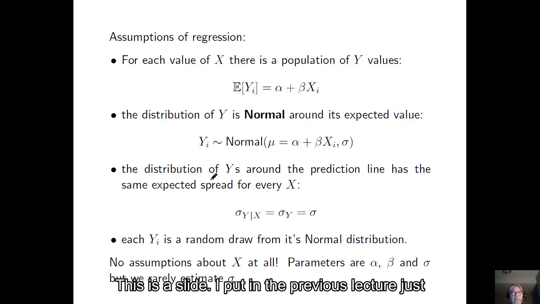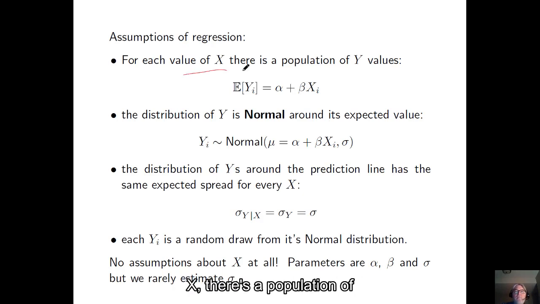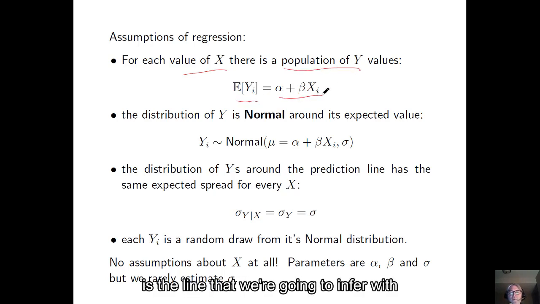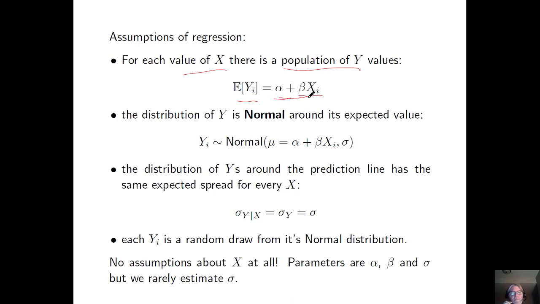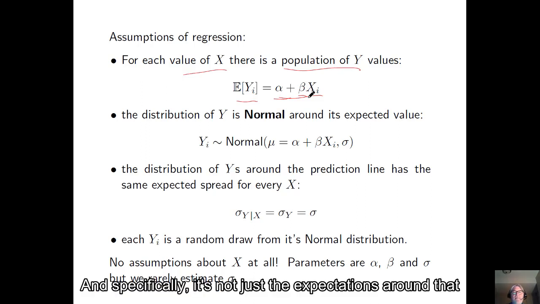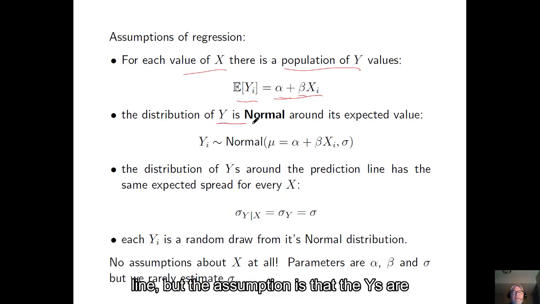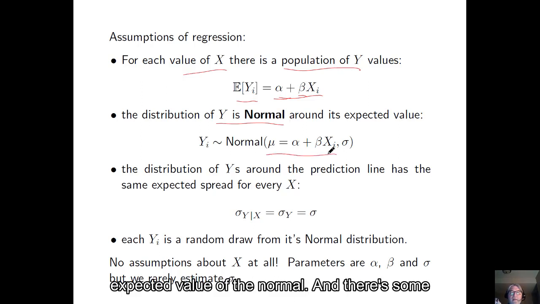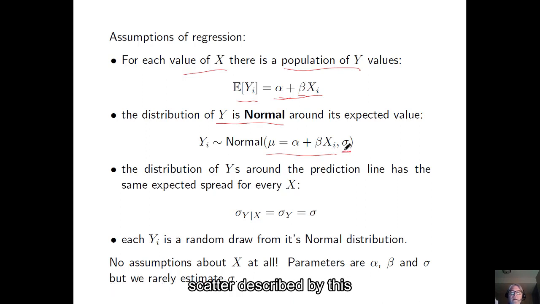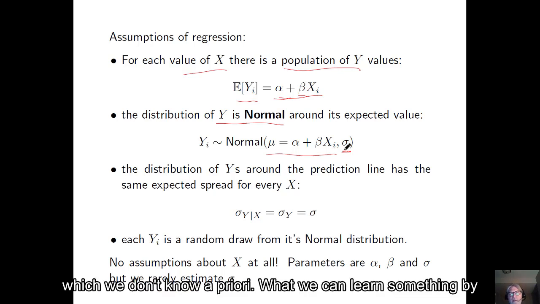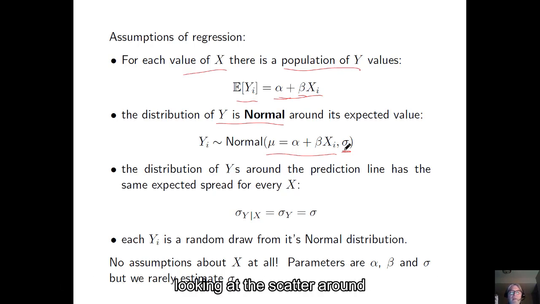This is a slide I put in the previous lecture just to review the assumptions again. The assumptions are that for each value of x, there's a population of y values. The expected value is the line that we're going to infer with linear regression. It's got some intercept and some slope, intercept alpha, slope beta. And specifically, it's not just that the expectation is around that line, but the assumption is that the y's are normally distributed around that line. So the line gives the expected value of the normal, and there's some scatter described by this standard deviation for the normal, which we don't know a priori, but we can learn something by looking at the scatter around the line.